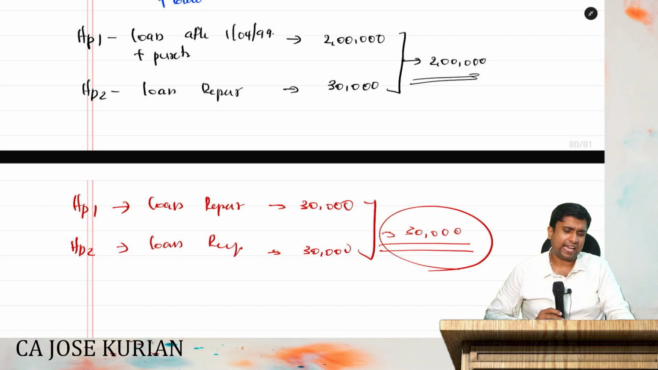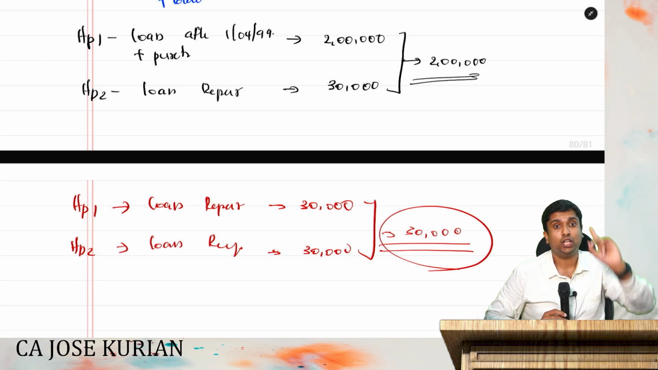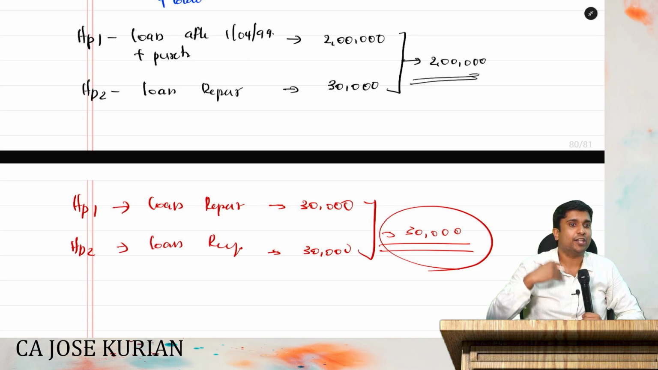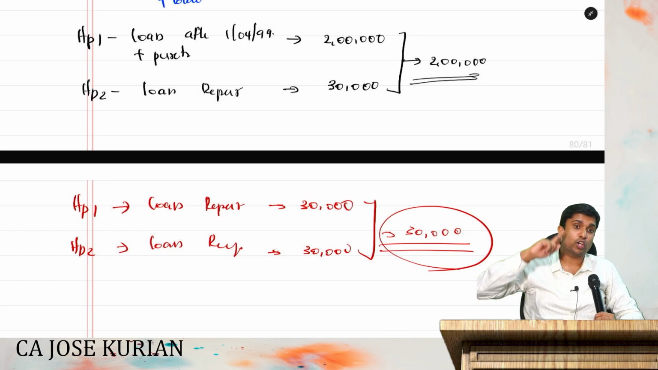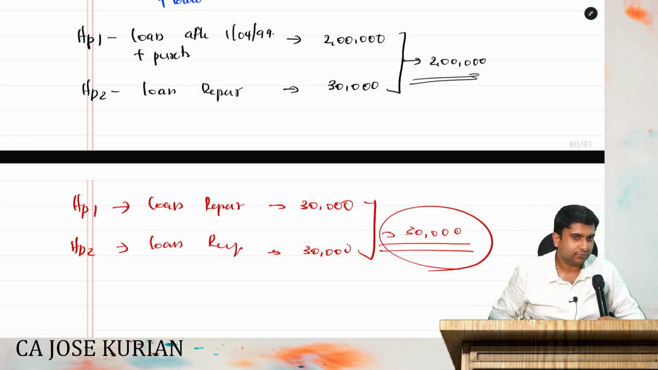Now, one more thing, let me ask you. Listen, say I have a house property situated overseas. I'm a resident and ordinary resident. As we have studied, for a resident and ordinary resident, your global income will be taxable in India. Are you all with me?